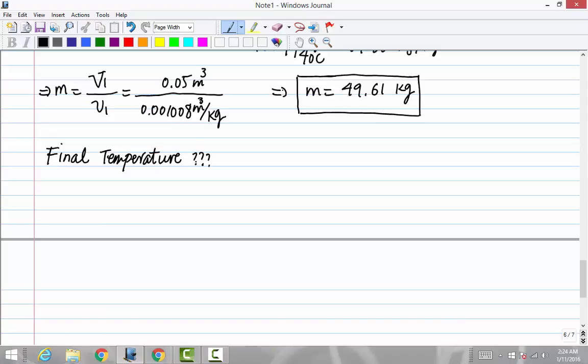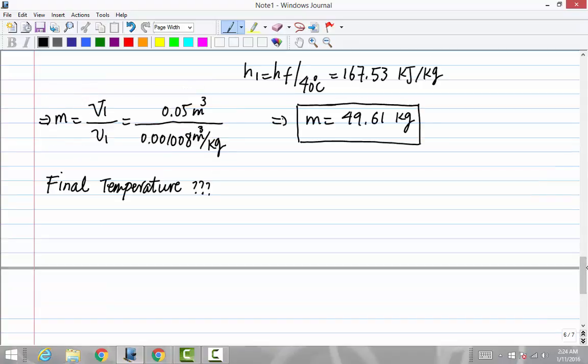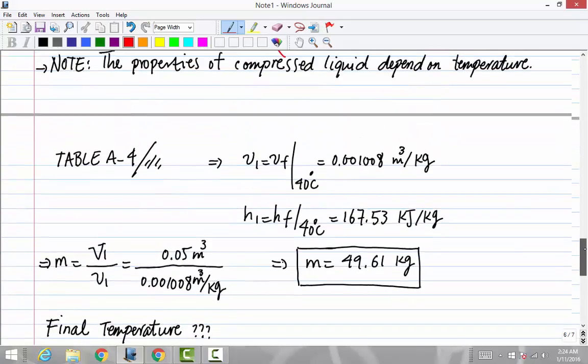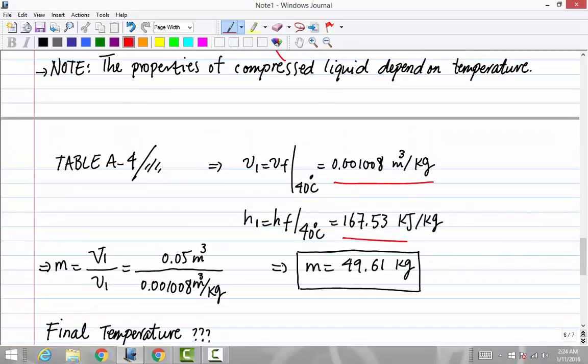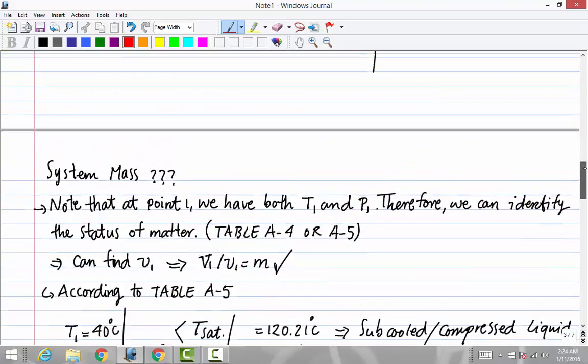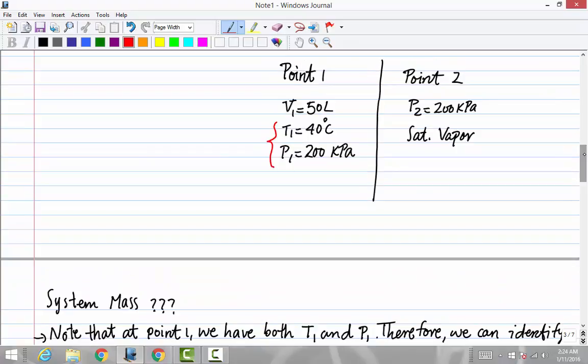So the final temperature, which means I forgot something. At point 1, I found these two values that I'm supposed to add to my table here. In your exam, please keep in mind that you need to do this, because when we go to more complicated questions, we're going to use these values that we find. So we need to summarize them somewhere on our paper. 167.